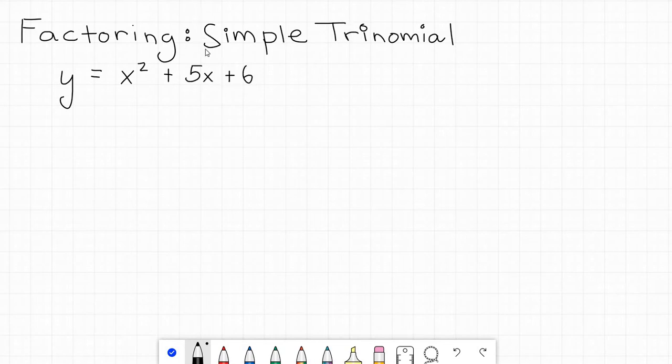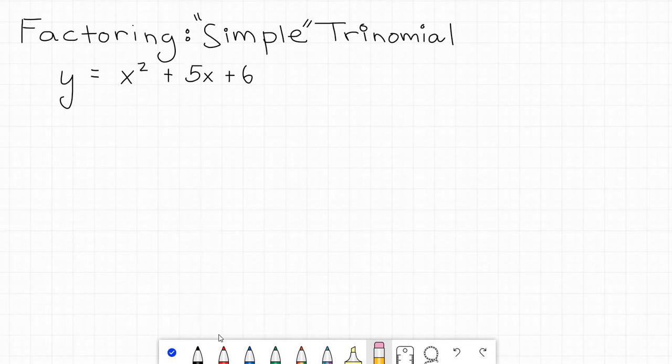and the simple part refers to the fact that the coefficient in front of the x squared, so the number that appears in front of the x squared, is a 1, or more simply put, you don't see a coefficient there. If your coefficient in front of the x squared is a 1, or you don't see a coefficient in front of the x squared, that means that this is a simple trinomial. And it has its own slightly different steps to take in order to factor than if there was actually a number there in front of the x squared.